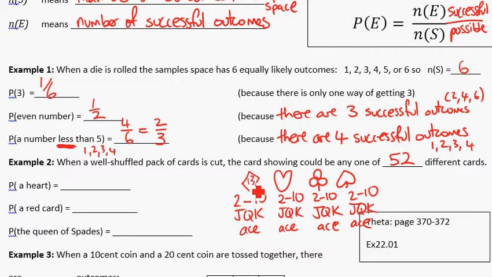13 diamonds, 13 hearts, 13 clubs and 13 spades. So the probability of getting a heart, there are 13 out of 52, which equals a quarter. Obviously a quarter of the pack are hearts. We could have jumped straight to the quarter. Probability of a red card, well, the red cards are the diamonds and the hearts, so half the pack actually is red and half is black. Probability of getting a queen of spades, there's only one of those, one queen of spades out of all 52 cards.